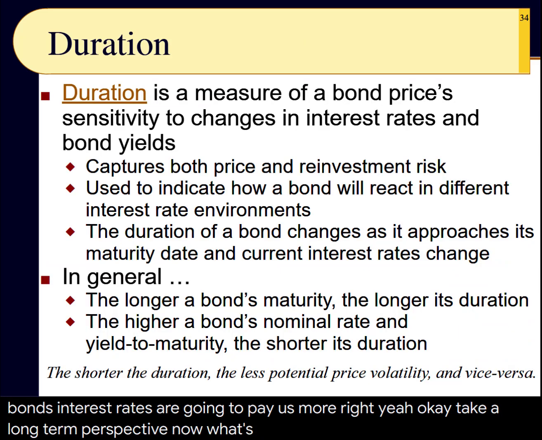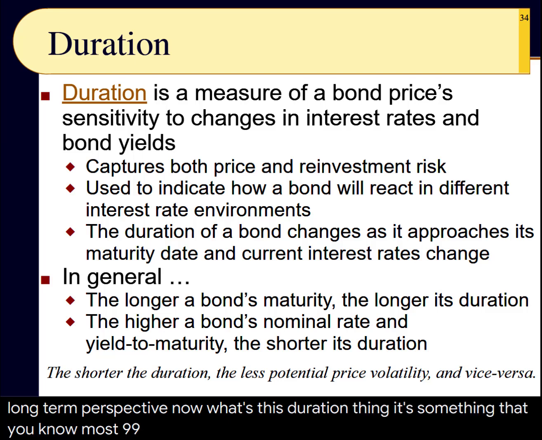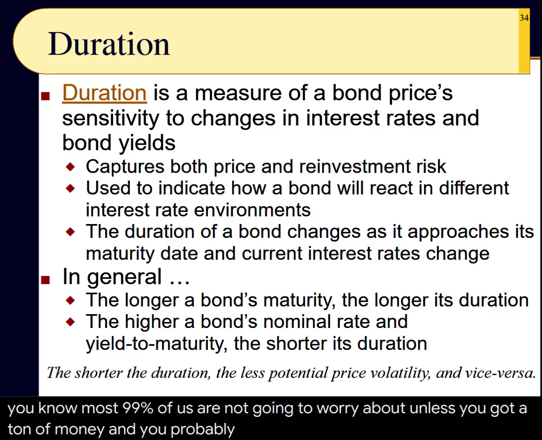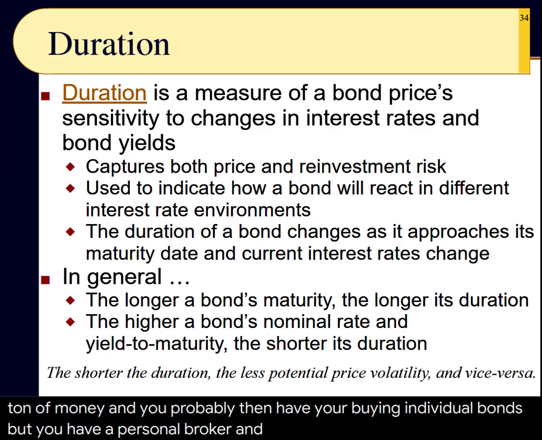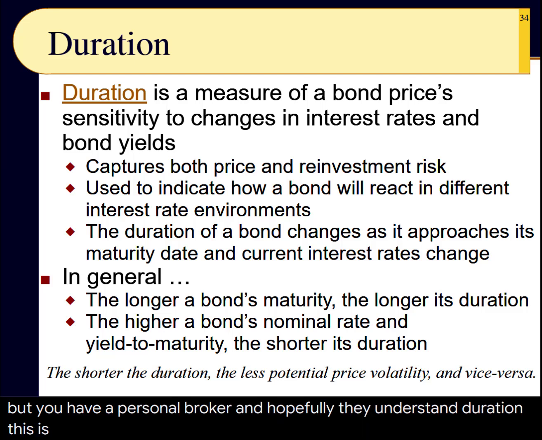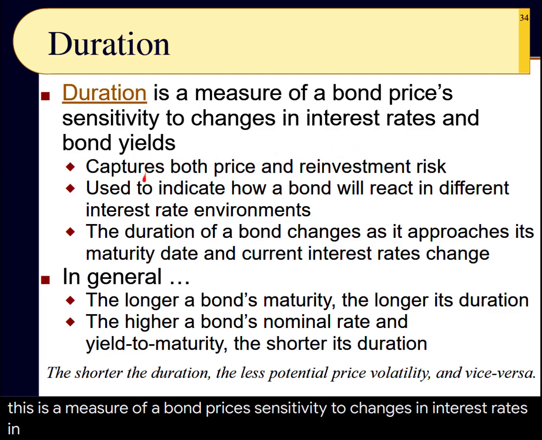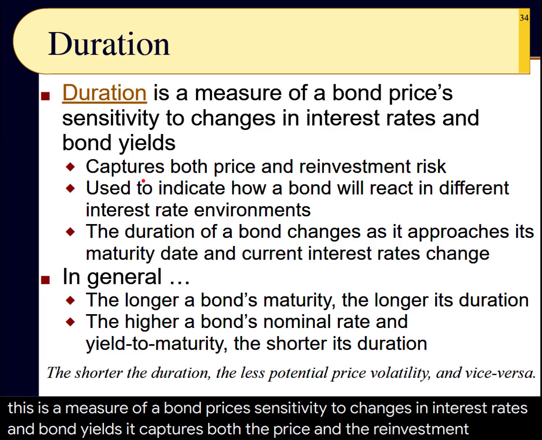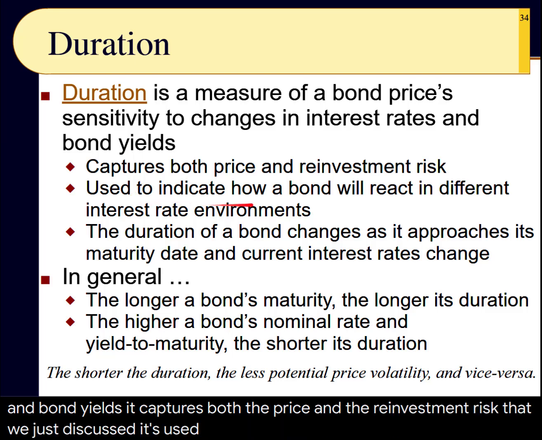Now, what's this duration thing? It's something that 99% of us are not going to worry about unless you've got a ton of money, and then you're probably buying individual bonds, but you have a personal broker and hopefully they understand duration. This is a measure of a bond price's sensitivity to changes in interest rates and bond yields. It captures both the price and the reinvestment risk that we just discussed. It's used to indicate how a bond will react in different interest rate environments.